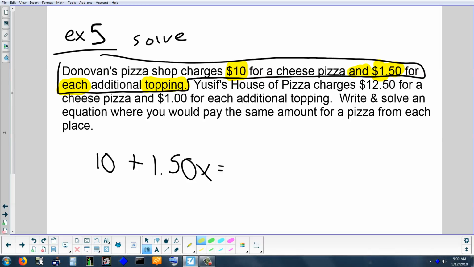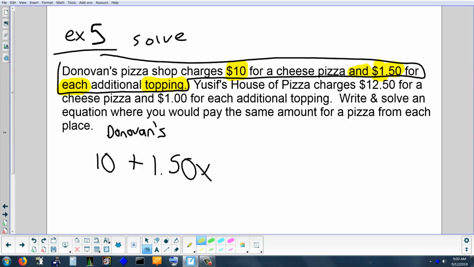All right, so we got that. That's Donovan, right? I'm right above it. You don't have to write this, I'm just showing you. We took that sentence for the pizza from Donovan's and we translated it into algebra. That's what we got. 10, the and told us plus, the $1.50 was just there, and like Yusuf told us, we'll use X because we can plug in any number and get the price. Okay.